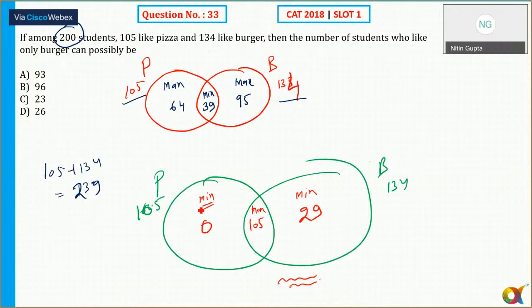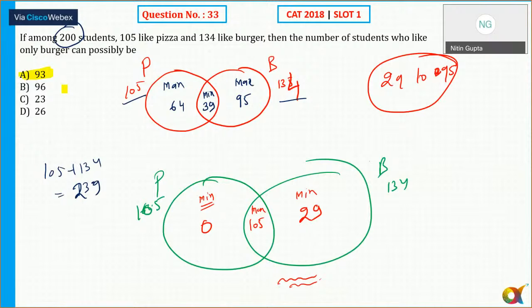So the question is the number of students who like only burger. Only burger is in the range 29 to 95. That is the range here. Between 29 and 95, there is only one option, which is option A, 93. So the answer is option A, which is 93.